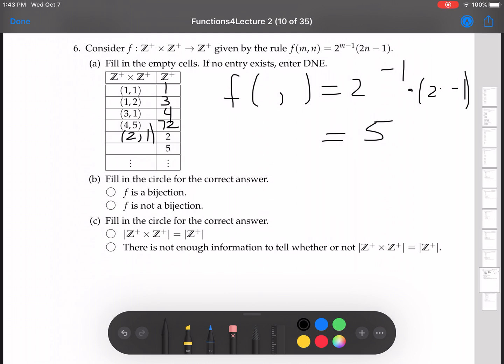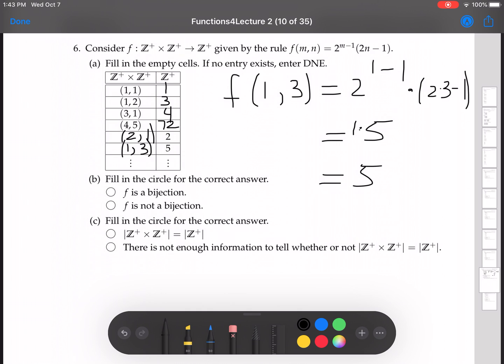And now we want to get a 5 out. So we definitely want this to give us a 1, so we want a 1 there. That'll give us 2 to the power of 0, which is 1. Now if we put a 3 there, 3 times 2 is 6, 6 minus 1 is 5. So that means we want (1, 3).